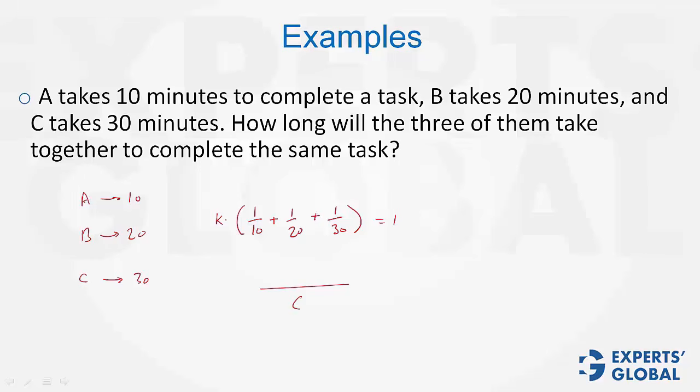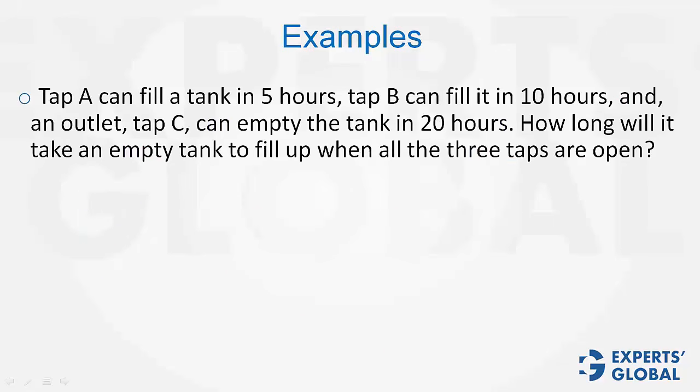We will be increasing the difficulty as we proceed. So k times (6 plus 3 plus 2) divided by 60 equals 1. K turns out to be 60 divided by 11 minutes. Look at the next question now. Please pause the video, solve it yourself.